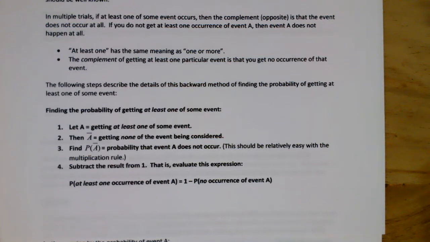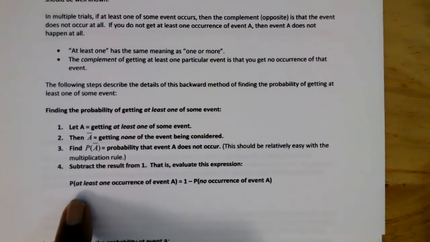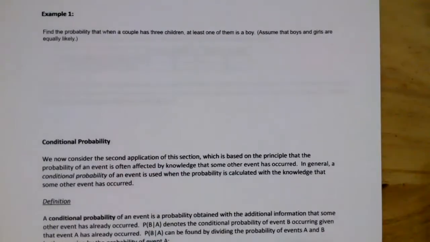So here we find the probability of A complement, which is the probability that event A does not occur. And that should be easy when we apply the multiplication rule. Then subtract the result from one. That is equivalent to this expression. The probability of at least one occurrence of event A is equal to 1 minus the probability of no occurrence of event A. And to put that into perspective, here's the first example of that.